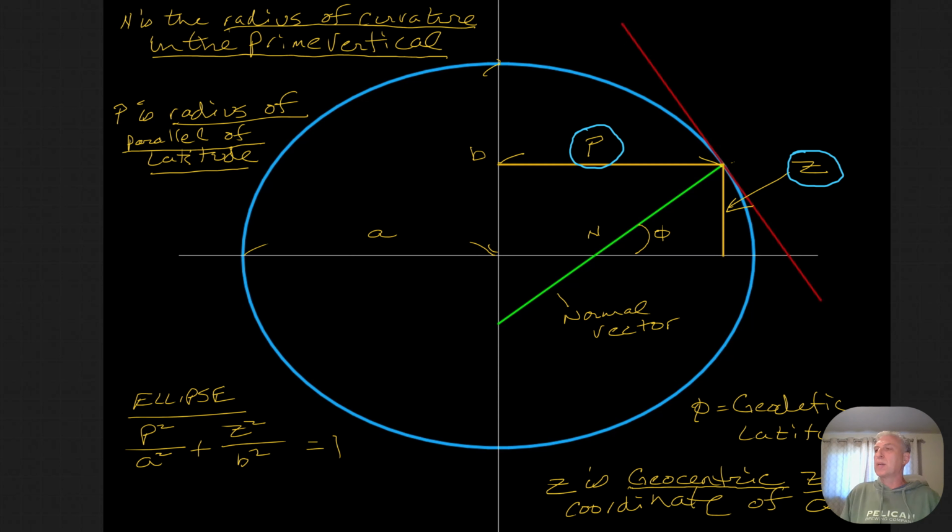And that's going to be important because we're going to derive that radius of a parallel of latitude. And since we need to know that radius of the parallel of latitude p, we're going to use as our vehicle the slope of that tangent line. Slope of the tangent line.